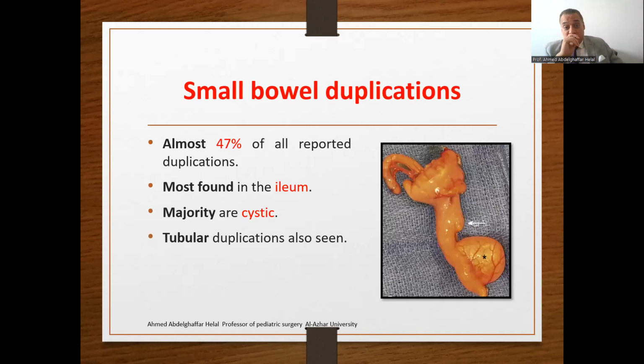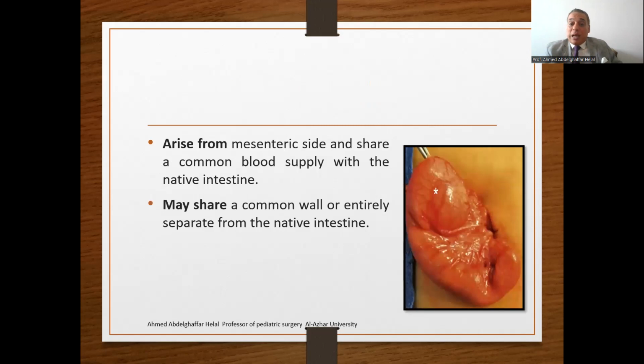Small bowel duplication is very common, about 47% of the reported duplications, mostly in the ileum and mostly cystic. However, tubular duplication also occurs. They arise from the mesenteric side and share a common blood supply with the intestine. They may share a common wall or be entirely separable from the native intestine. Duplication of the ileum.